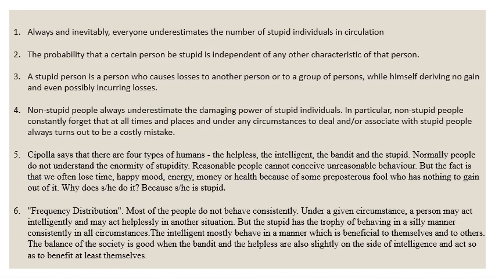The third law is that a stupid person is a person who causes losses to another person or to a group of persons while himself deriving no gain and even possibly incurring losses, right? So Cipolla talks about four types of personalities that you see in society. Number one is the helpless guy. Number two is the intelligent guy. Number three is the bandit, and number four is a stupid person.